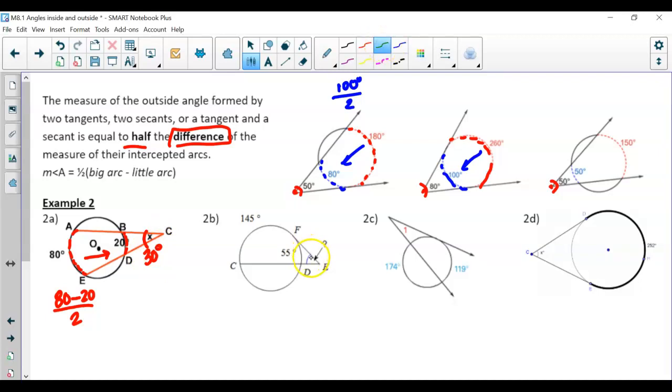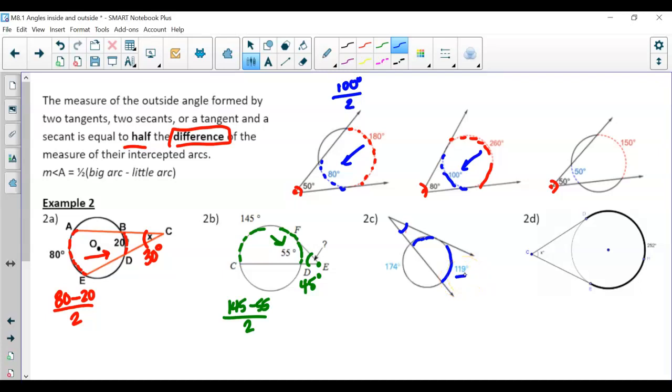So again, we're looking for the measure of the angle outside. Notice the arcs it is creating, the 55 degrees and 145 degrees. So again, subtract 145 minus 55, but then divide by 2, halve it, you get 45 degrees. So then again, we're looking for the measure of angle 1 here. But notice the arcs created by the two lines are this arc here, which is missing, and the 119.